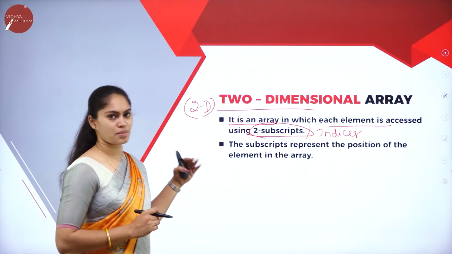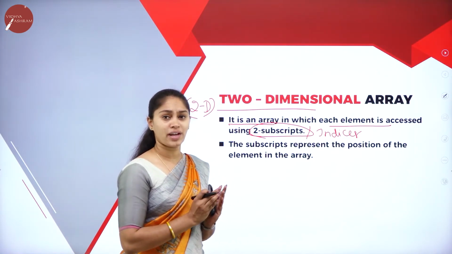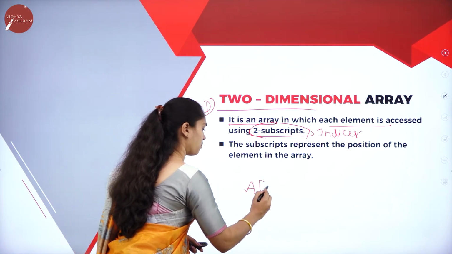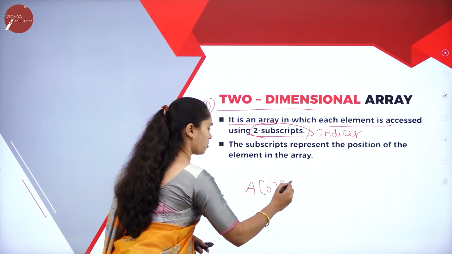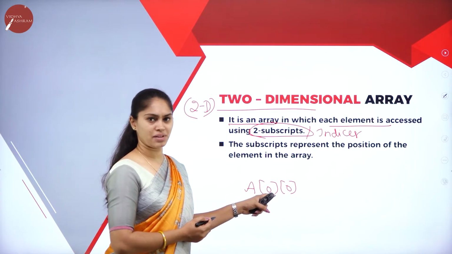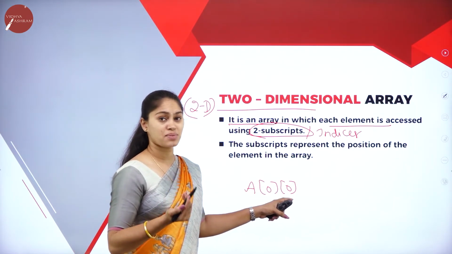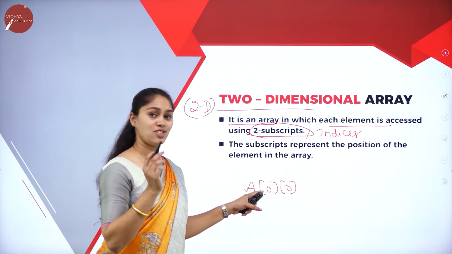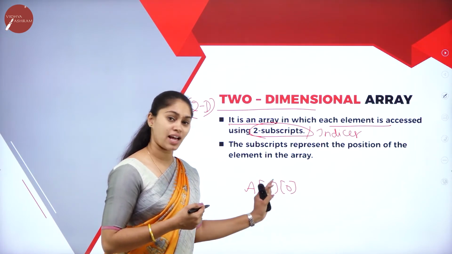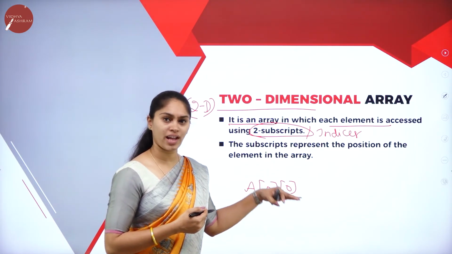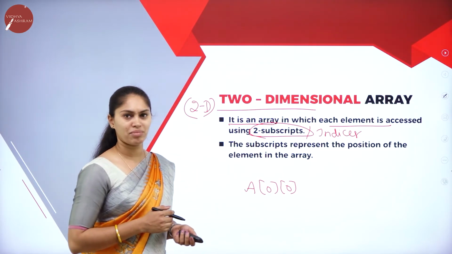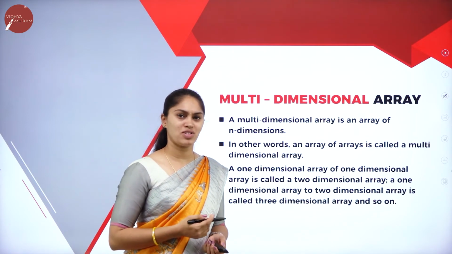So here the subscripts also represent the location of an element in an array. You can consider that I am going to use 0, 0. In the coming session, I will let you know what the first subscript indicates and what the second subscript indicates. But instead of having only one subscript, we will have two subscripts, which also represent the location of an element in an array. This is regarding the two-dimensional array. Then what do you mean by a multi-dimensional array?